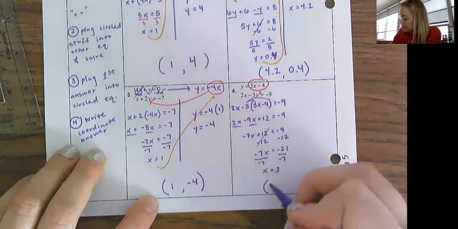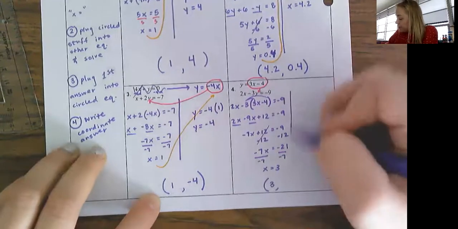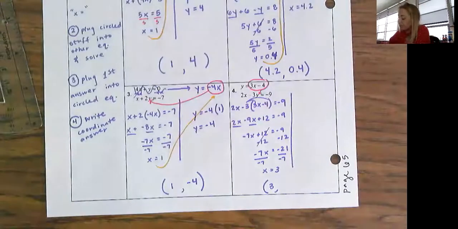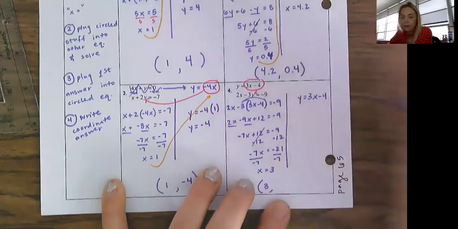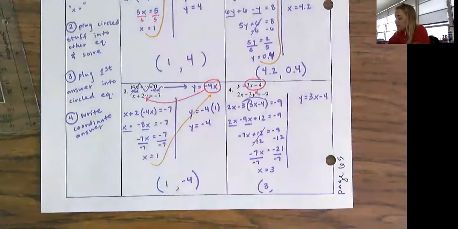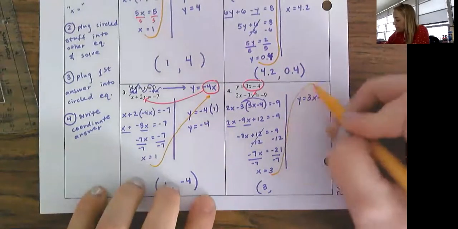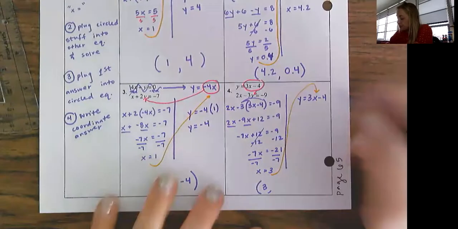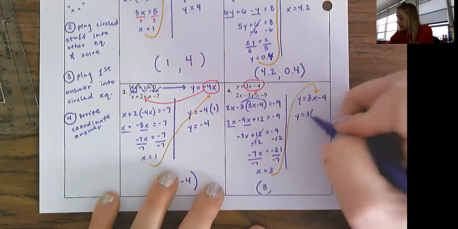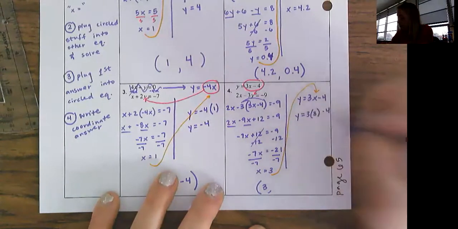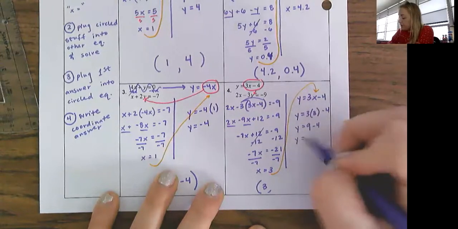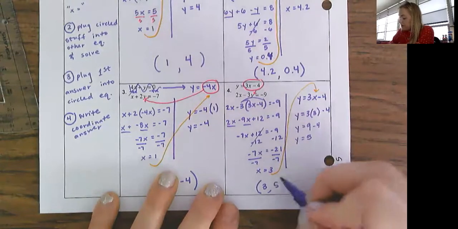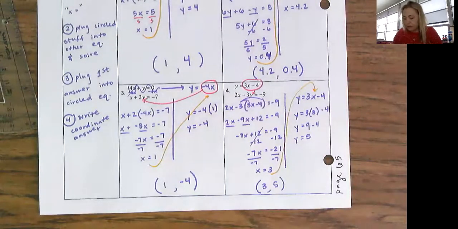So my x value is 3. Over here, I'm going to rewrite the original equation, y equals 3x minus 4. Well, instead of x, I've got 3. So y equals 3 times 3 minus 4. Y equals 9 minus 4, so y equals 5. 3 comma 5 would be your final solution.